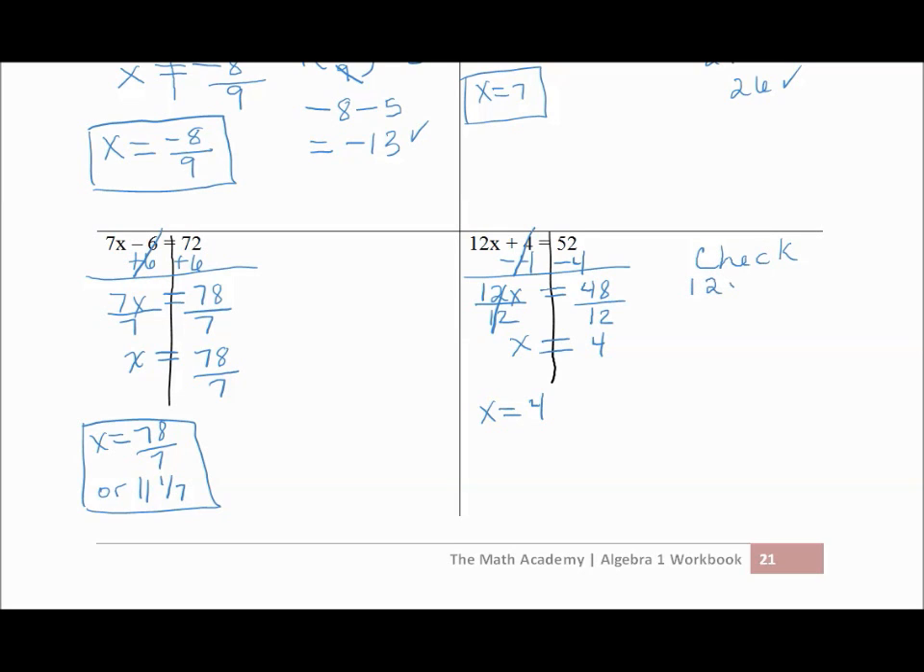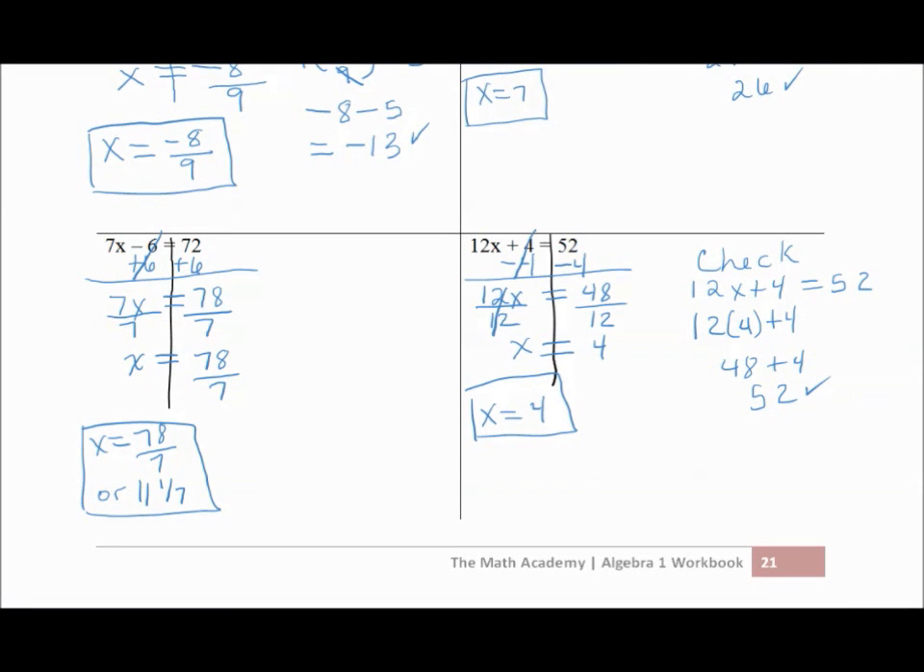The original equation was 12x plus 4 equals 52. I'll replace the x with a 4 because that's what I'm saying my solution is. And then 12 times 4 is 48, plus 4. 48 plus 4 is 52. So it checks out, so that lets me know that I have the correct answer.